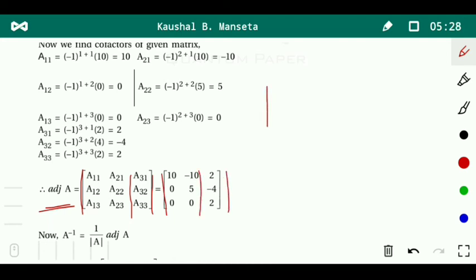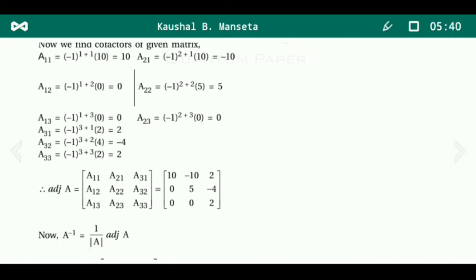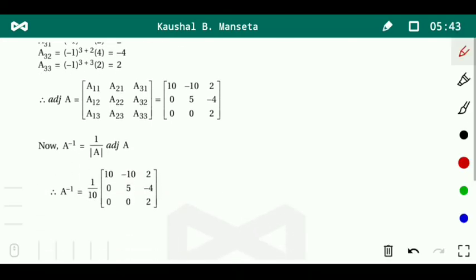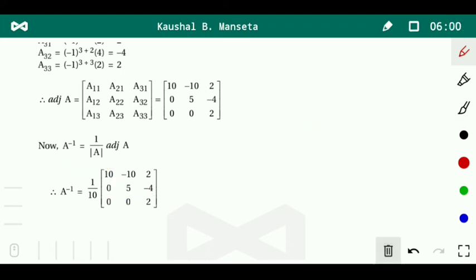Now we have to put the value of determinant of A and adjoint of A. It gives the inverse of the given matrix. So we can write A inverse is equal to 1 upon determinant of A into adjoint of A. Determinant of A gives 10, already found above. So we can write 1 upon 10. Adjoint of A is 10, minus 2, 2, 0, 5, minus 4, 0, 0, 2. So it gives A inverse.